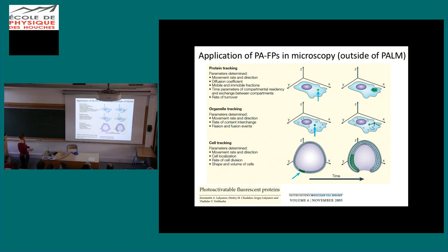You can do this with individual organelles. So if you were looking at vesicles within a cell, you could illuminate and photoactivate a single vesicle and then watch its movement. And then, of course, you could use it for cell tracking as well. You could turn on just these cells and, for example, in development, watch where they migrate to in a developing organism. And some of these applications are highlighted in this review.